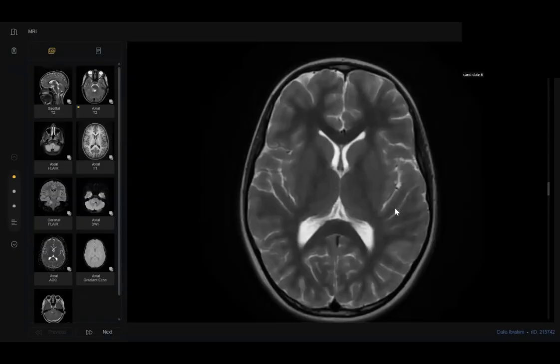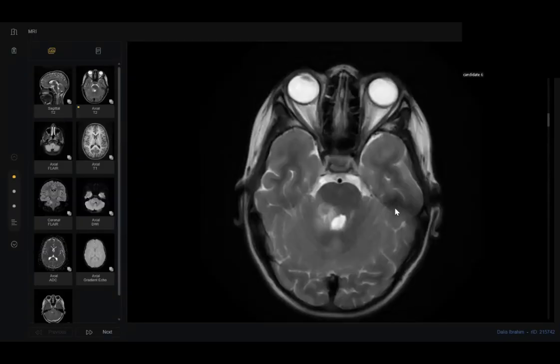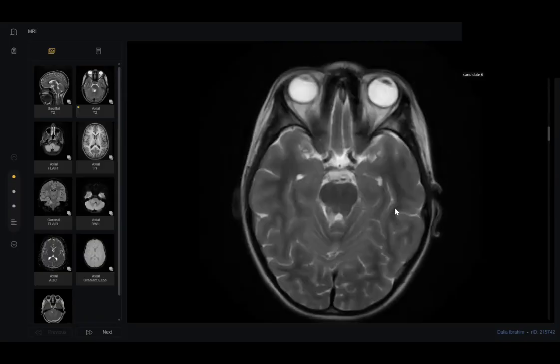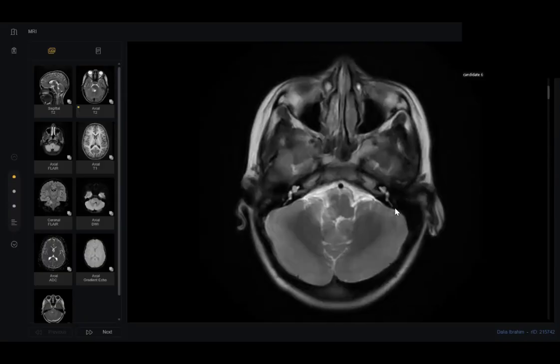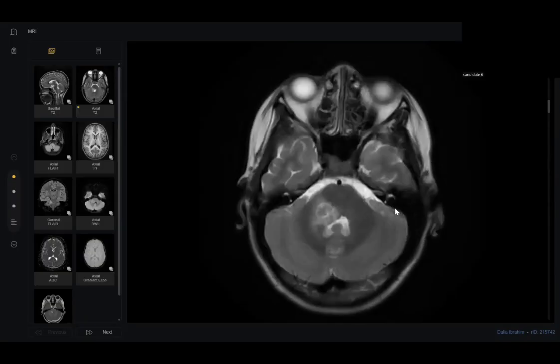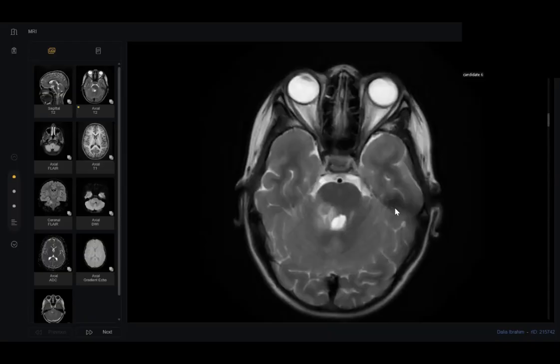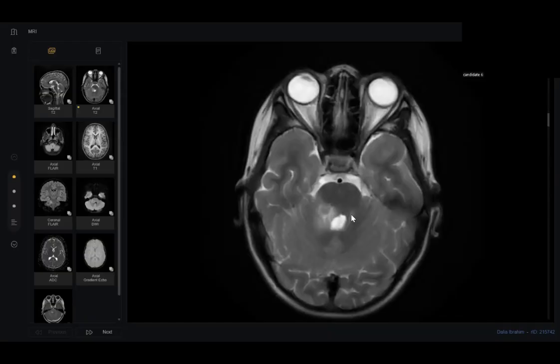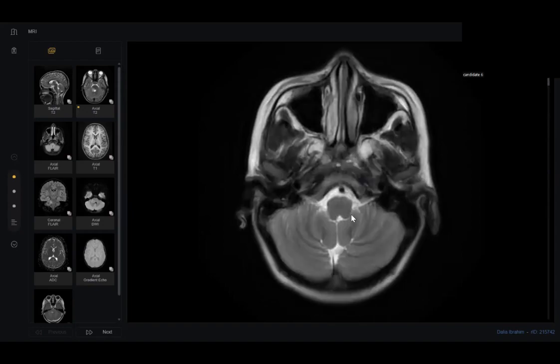These are the T2 weighted MR images, axial sections of the brain in a child with complaint of seizures. I can appreciate that there is a well-defined abnormal signal intensity lesion located in the right superior cerebellar peduncle, which is showing peripheral hyperintensity and central hypointensity on T2 weighted images. There is mild to moderate surrounding edematous changes appearing hyperintense in the white matter.